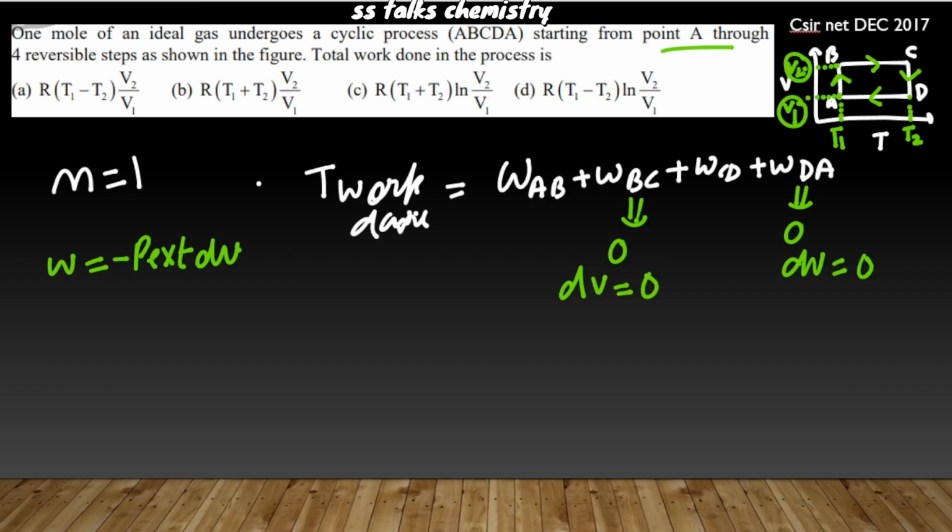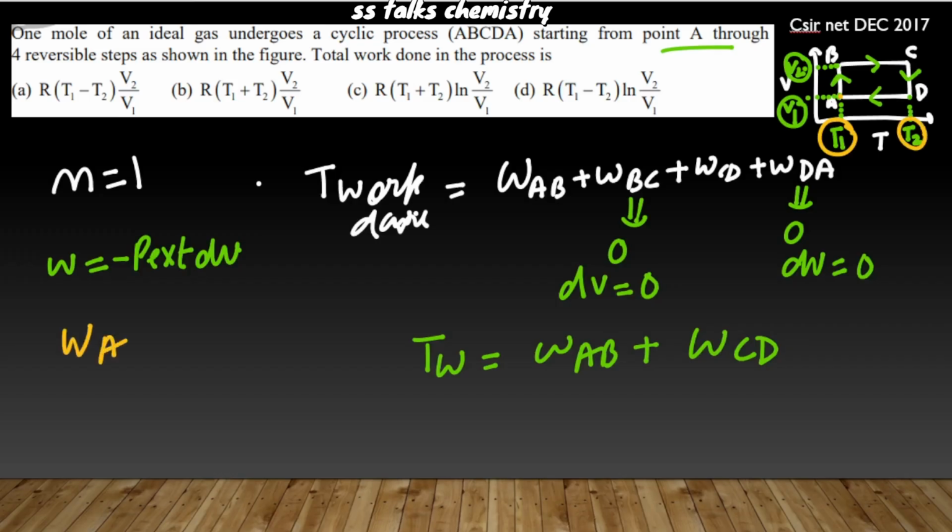So that means the total work done is going to be equal to the work done for A to B plus the work done in going from C to D. Only this is going to be there. Now these two processes, if we see, A to B is going at a particular temperature, so it is isothermal, and C to D is also at the temperature T2, so both these processes are isothermal.